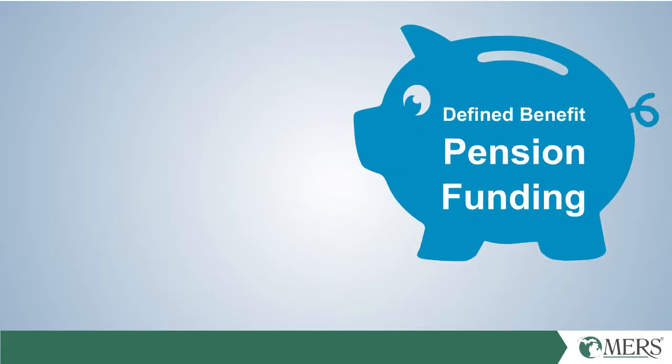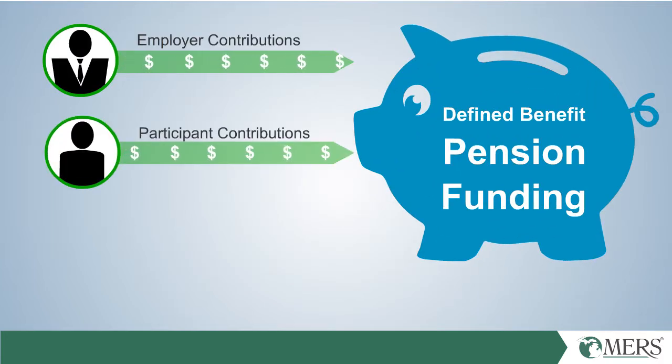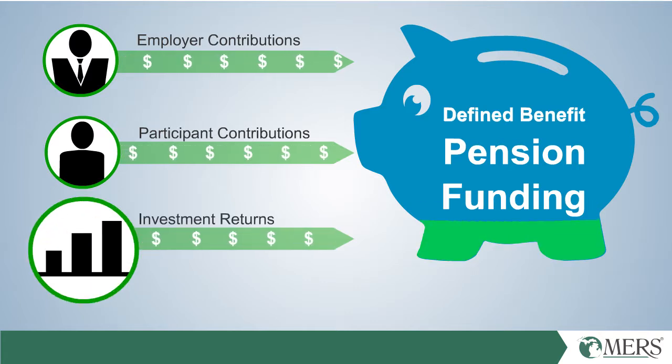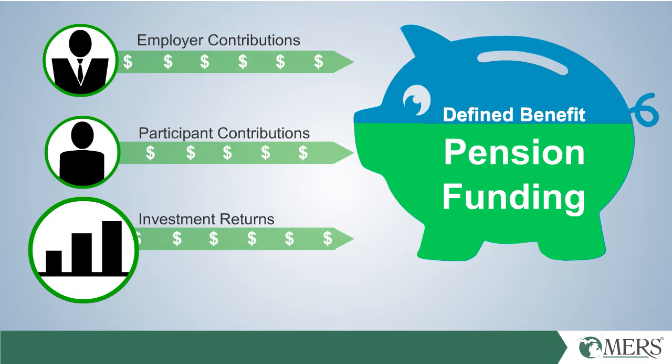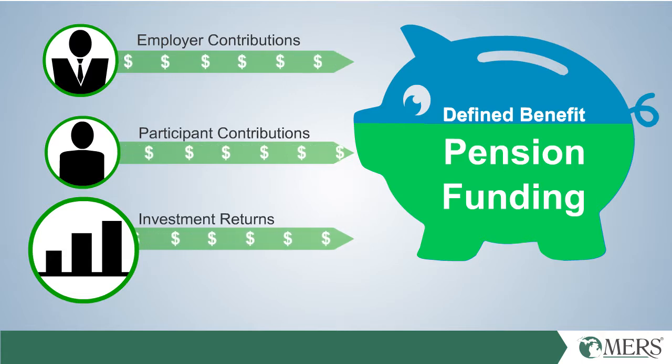A defined benefit plan is funded by employer contributions, participant contributions, and investment earnings. Investment earnings make up more than half of the funding, which is why MERS reviews this assumption as well as all of our assumptions every 5 years.